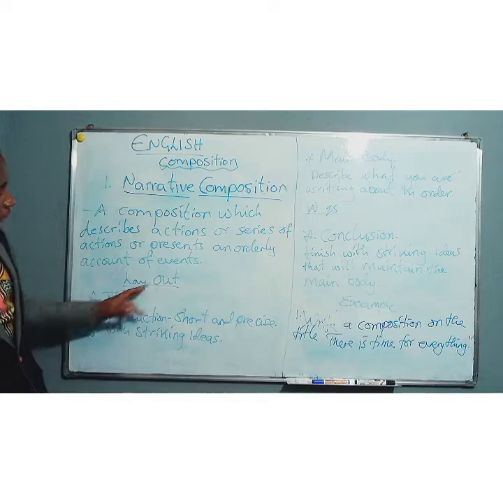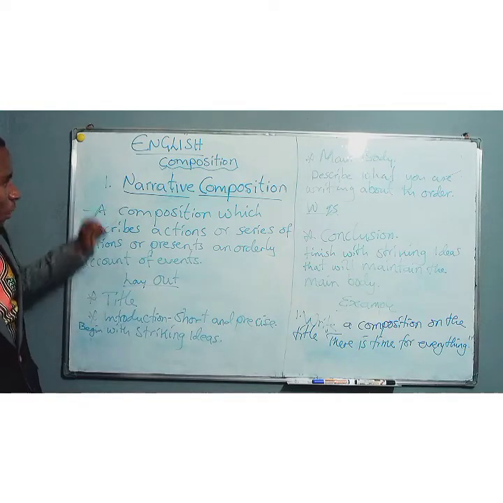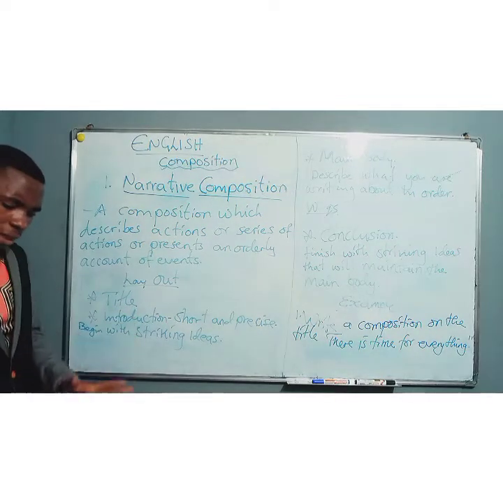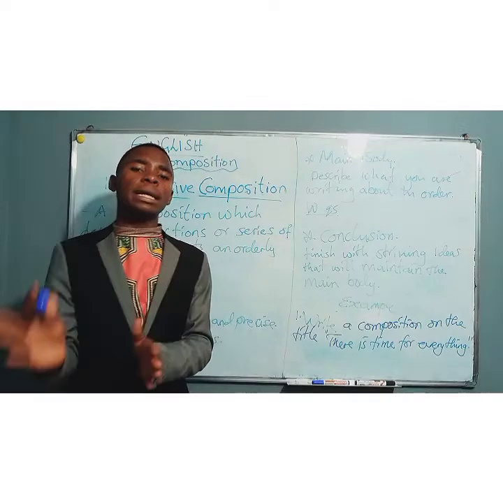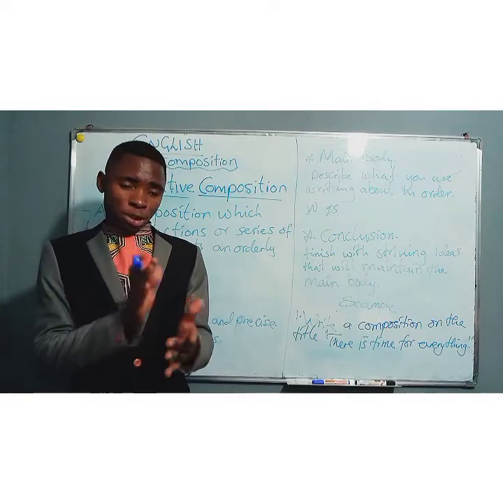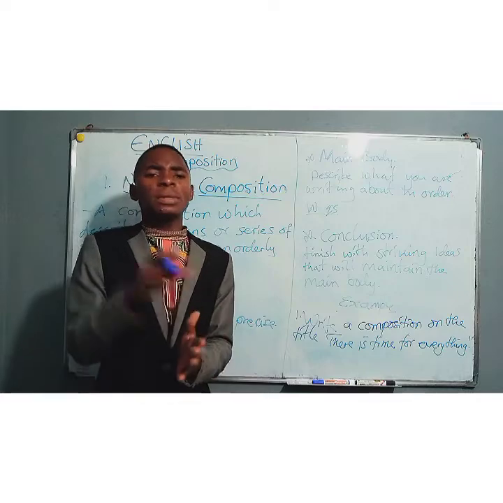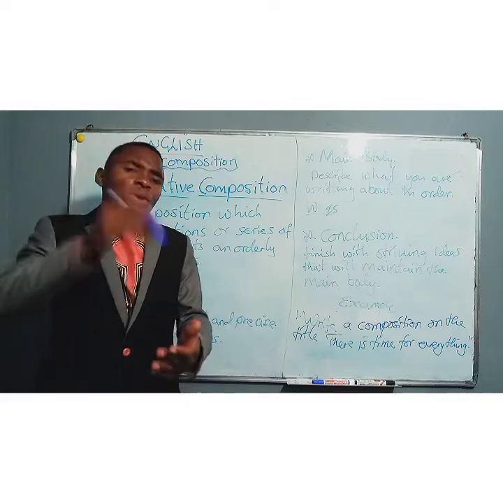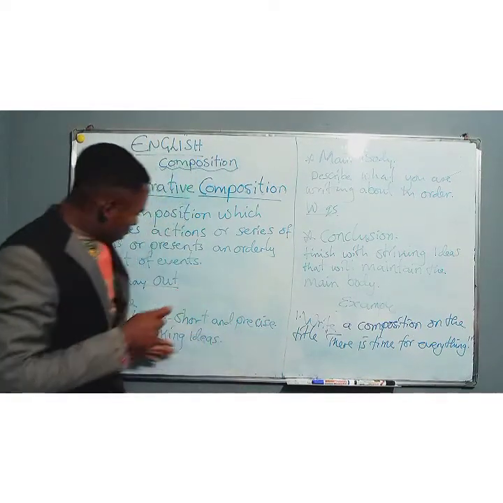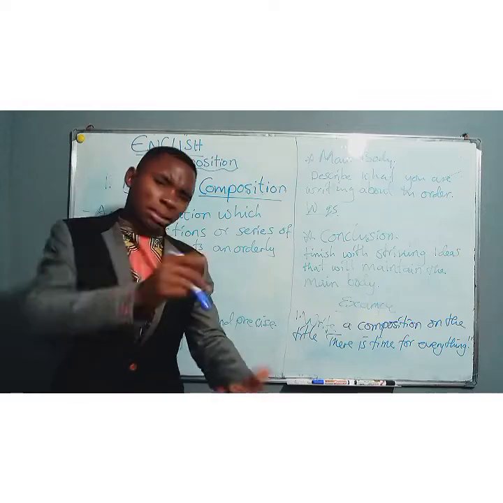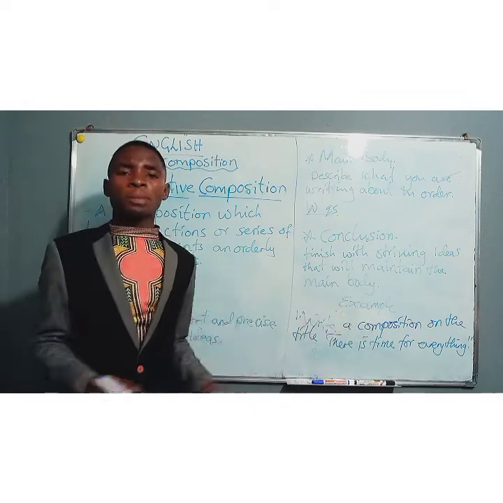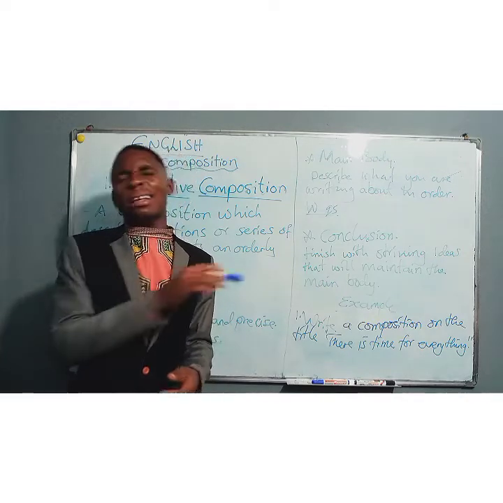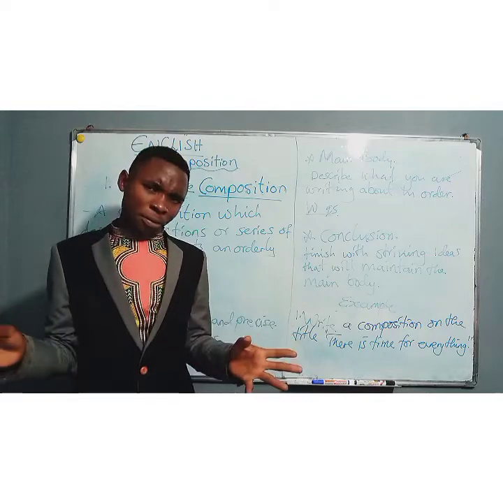So, the first part of your narrative composition should have what? You should write the title. The title must be short, well summarized, and precise. It should be on point. It should talk about what you're writing about in the composition, straight to the point, without beating about the bush. A title like, At that time Jesus healed the leper in the synagogue, is very long.